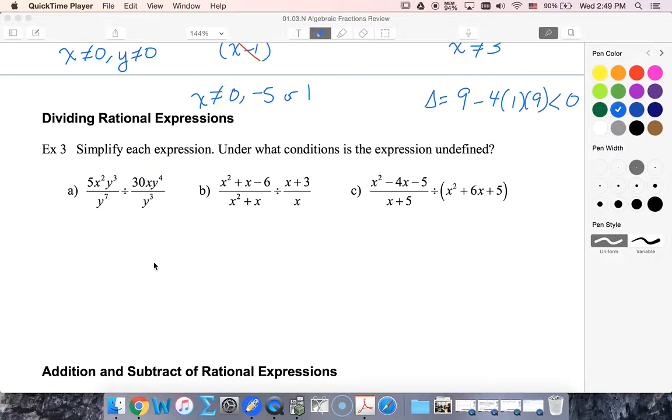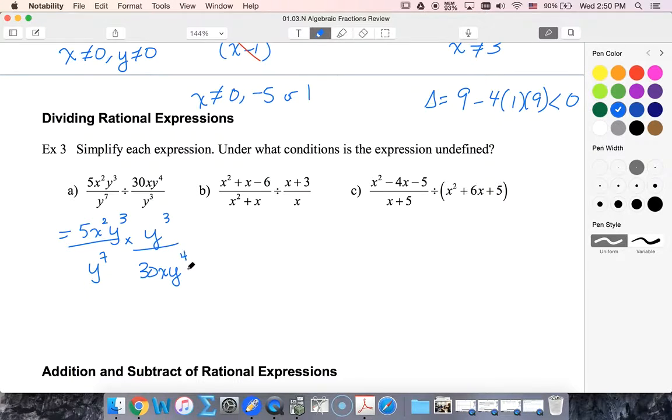This example is very similar to example 2 because dividing rational expressions is much like multiplying rational expressions. I just need to have my first step where I change my division to multiplication, because dividing is the same as multiplying by the reciprocal. So this expression is equivalent to 5x squared times y cubed over y to the 7th times y cubed over 30xy to the 4th.